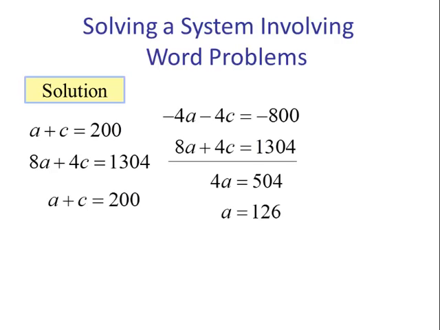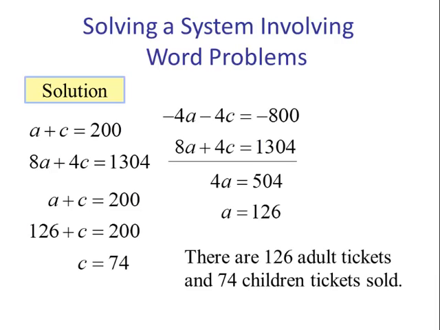To find the number of the children tickets, I take the first equation, substitute 126 for A, and solve for C, and we get a result of 74 for C. So we always want to put the answer back in the terms of the original problem. There are 126 adult tickets and 74 children tickets sold.